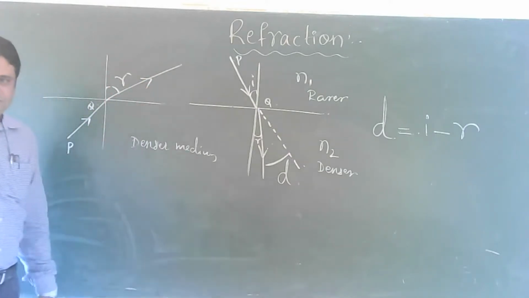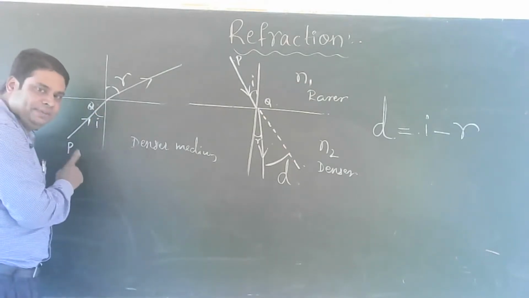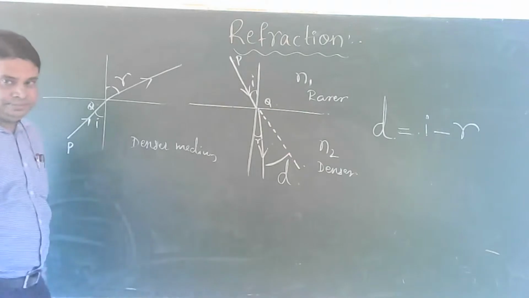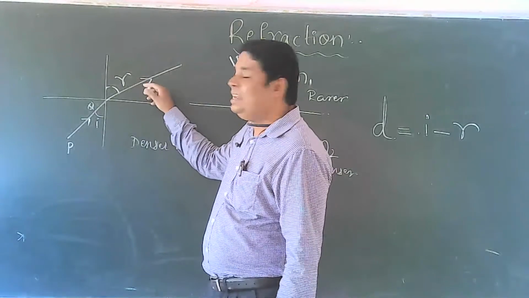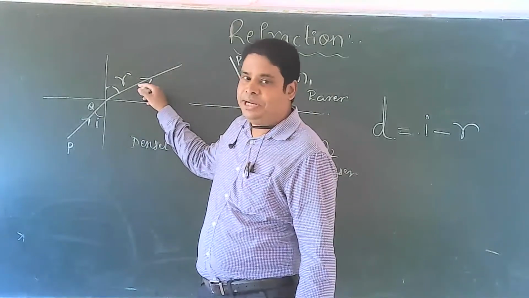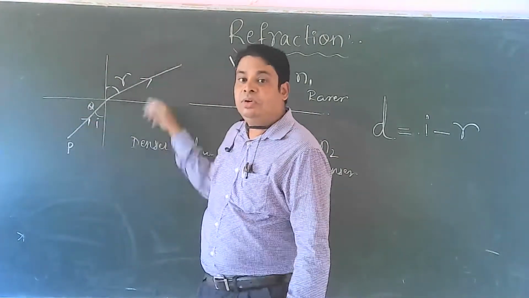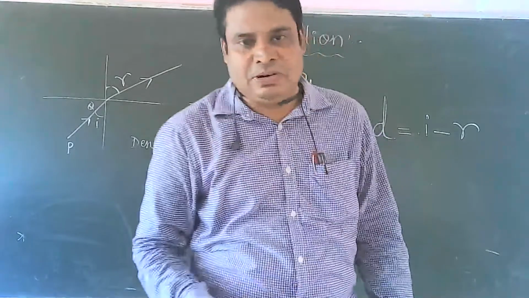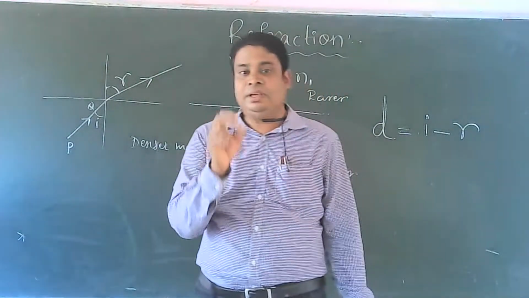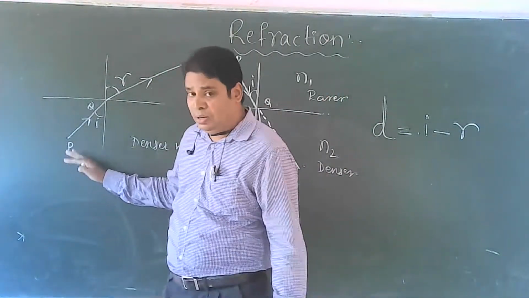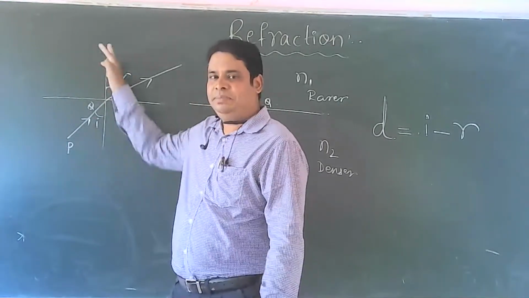Now, this is the angle of refraction. This is the angle of incidence in denser medium. This is the angle of refraction in rarer medium. Please try to understand. This thing we are going to use in one more concept called total internal reflection, where a ray of light, beam of light, is allowed to pass from denser medium to rarer medium.